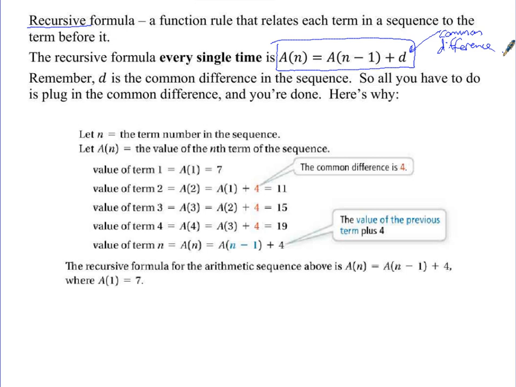It's really not difficult. The recursive formula every single time is A of n equals A of n minus 1 plus whatever the common difference is. This right here is the only thing that's going to be different in an arithmetic sequence.